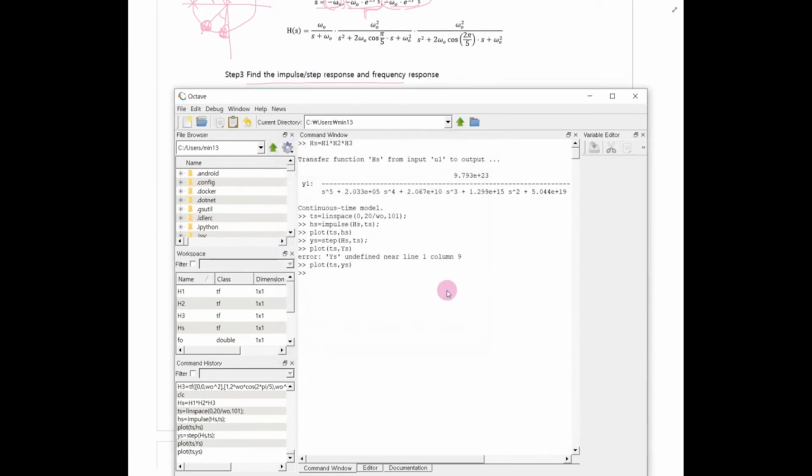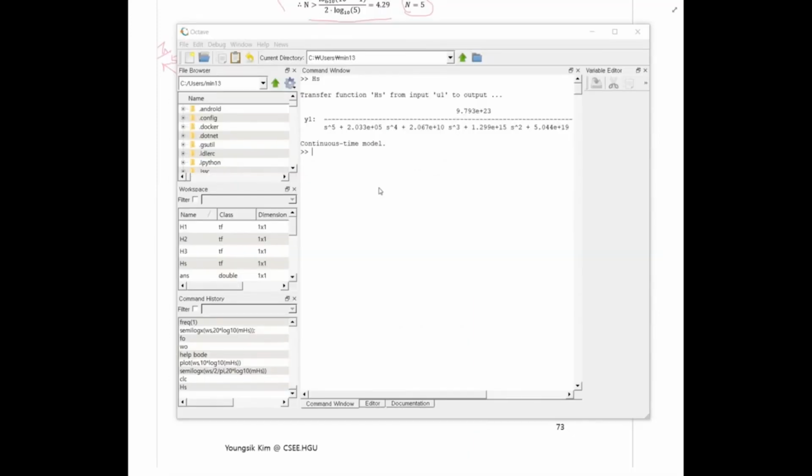Lastly, I would like to test the Bode plot. Make a Bode plot by use of this transfer function. To create a Bode plot, you need to specify the frequency range. To specify the frequency range, it can be defined like a log space.